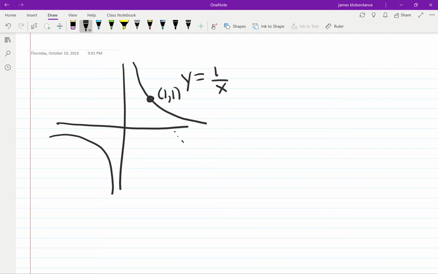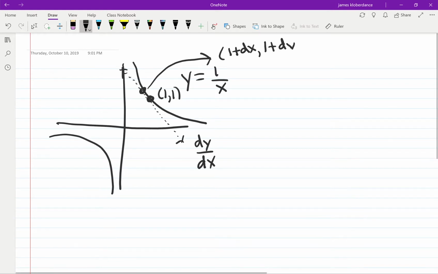And as always, what we're after is what's the slope of the tangent line at that point. So I want to know what's dy dx at that point. So I'm going to look at a very, very nearby point. Let's say that point. And what are the coordinates of that point? Well, it would be 1 plus dx, comma, 1 plus dy.